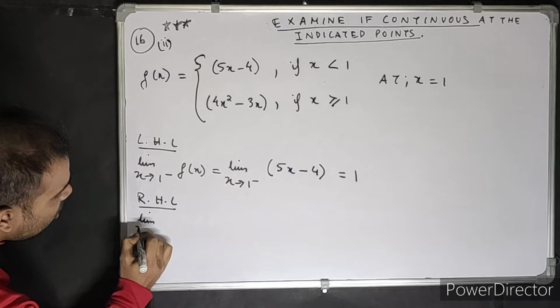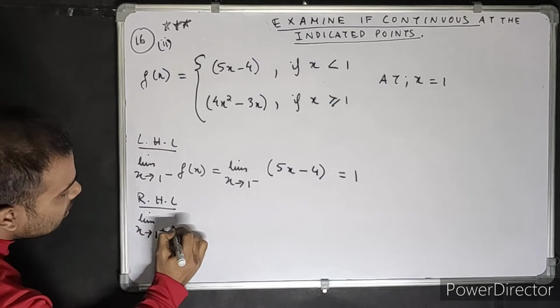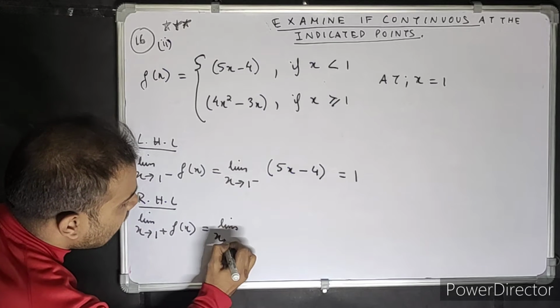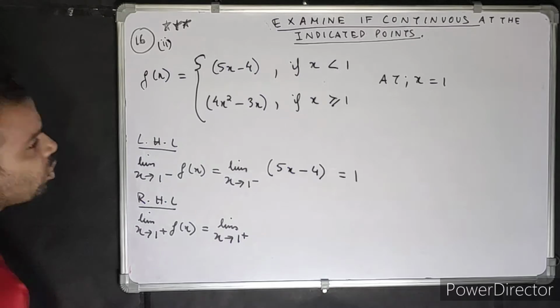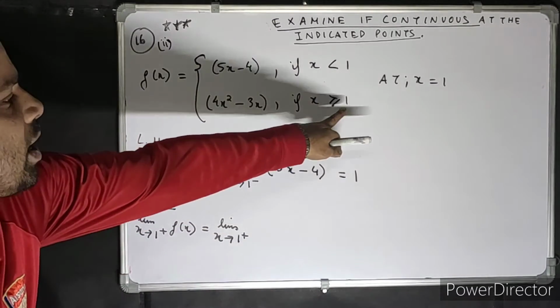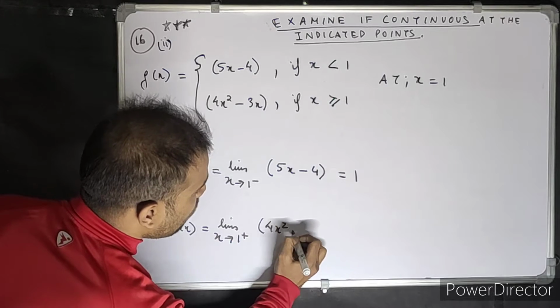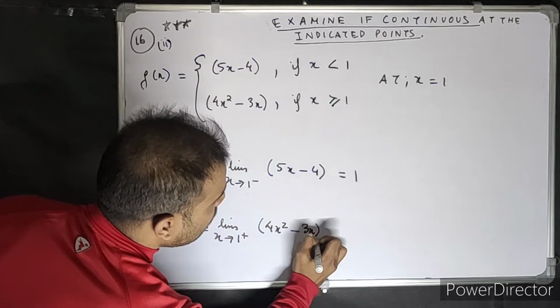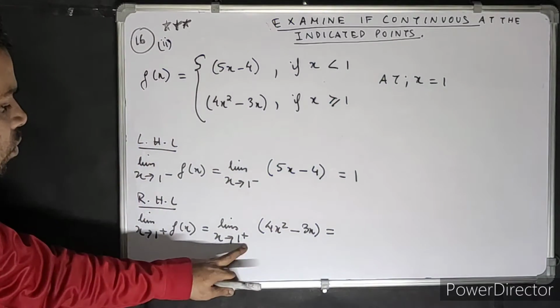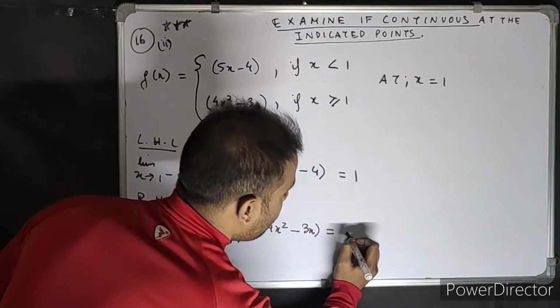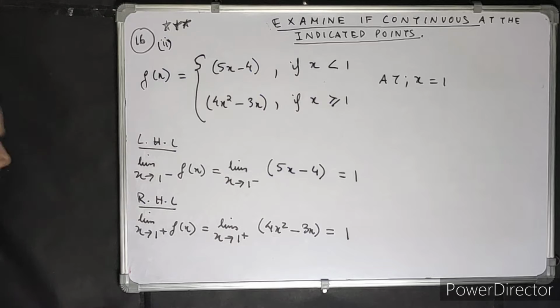Okay. So limit of x tends to 1 plus f of x is equal to limit of x tends to 1 plus, now greater than 1. See, greater than 1 is here. So you will take this function. So now 4x square minus 3x. Now put the value of 1. You put 1 over here, it's 4. You put 1 over here, it's 3. So 4 minus 3 is 1.